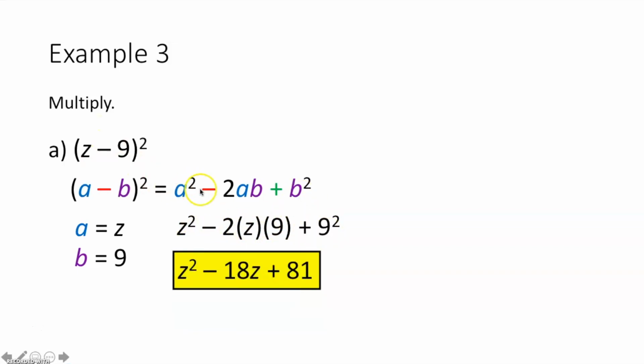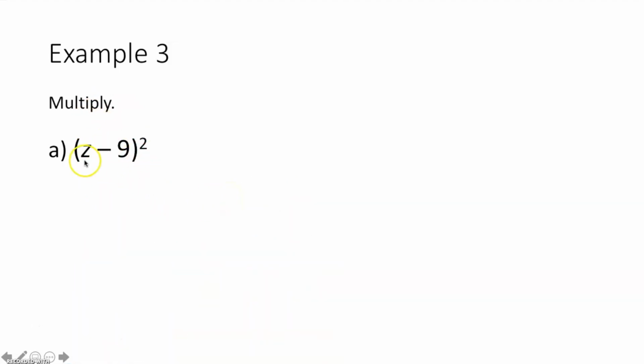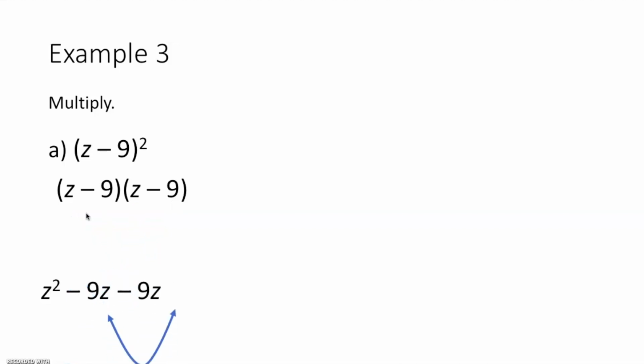Let's say you forgot the formula. Let's say you forgot the perfect square trinomial formula. We can always just FOIL this out. Z minus 9, the quantity being squared, is the same as z minus 9 times z minus 9. And then all you have to do is FOIL it out. Multiply the first terms together, multiply the outer terms together, multiply the inner terms together, and then multiply the last terms together.